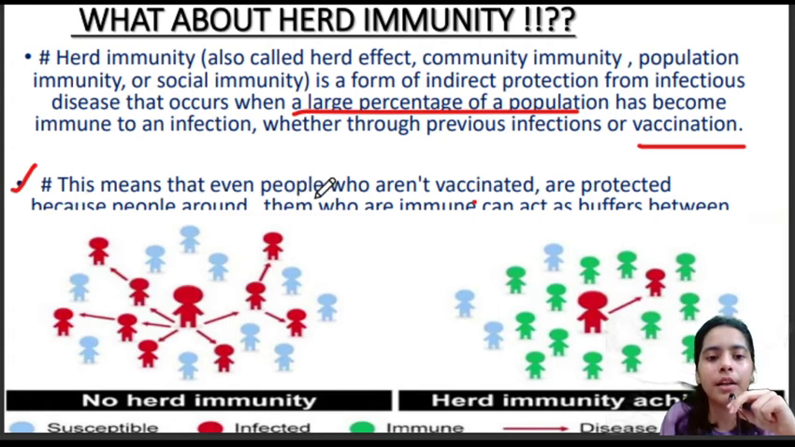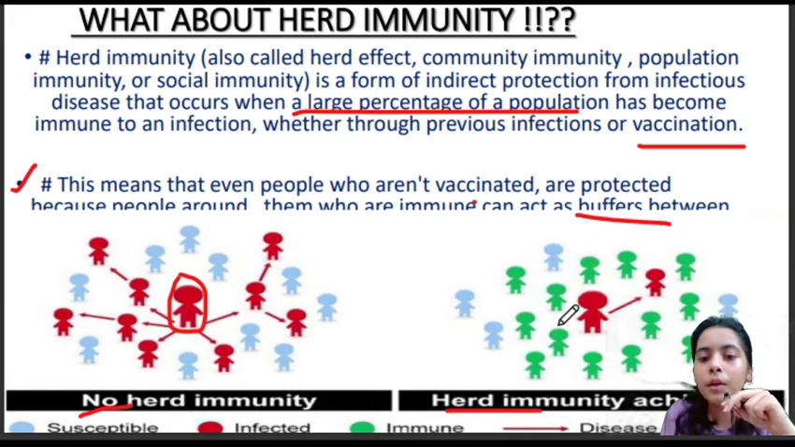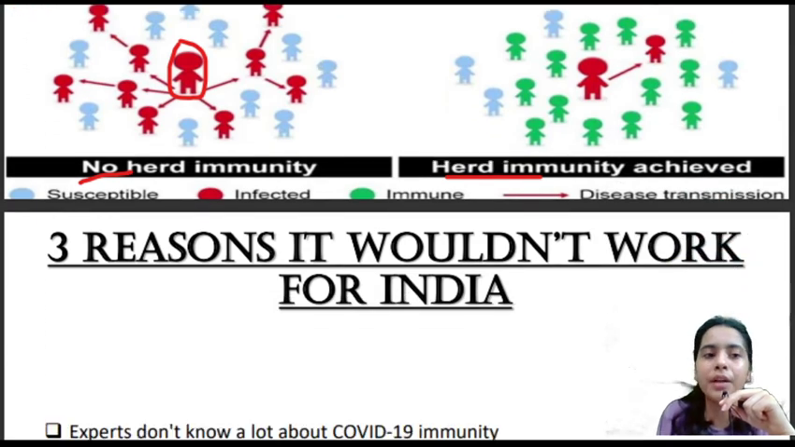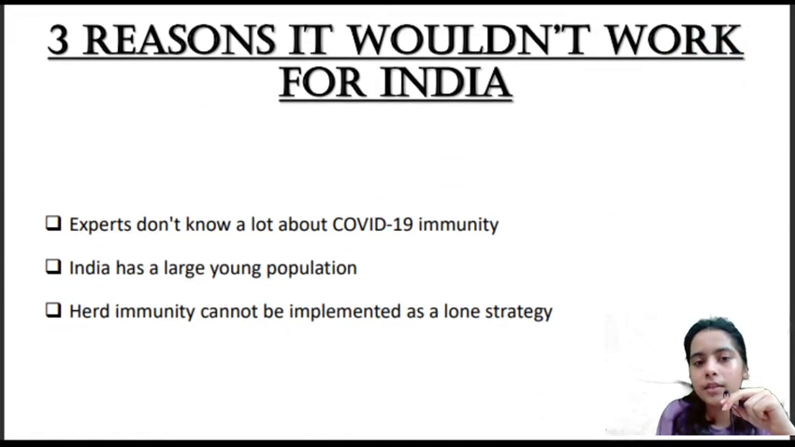Second comes, this means that even people who are not vaccinated are protected because people around them who are immune can act as buffers. So through this schematic, you must know that here with no herd immunity, this particular infected person is spreading the disease to a lot of people, but with herd immunity, this particular person is spreading the disease to only one person, and the major amount of the entire community is being protected by vaccination or any kind of previous infection. But in the case of coronavirus, we do not have the vaccination.